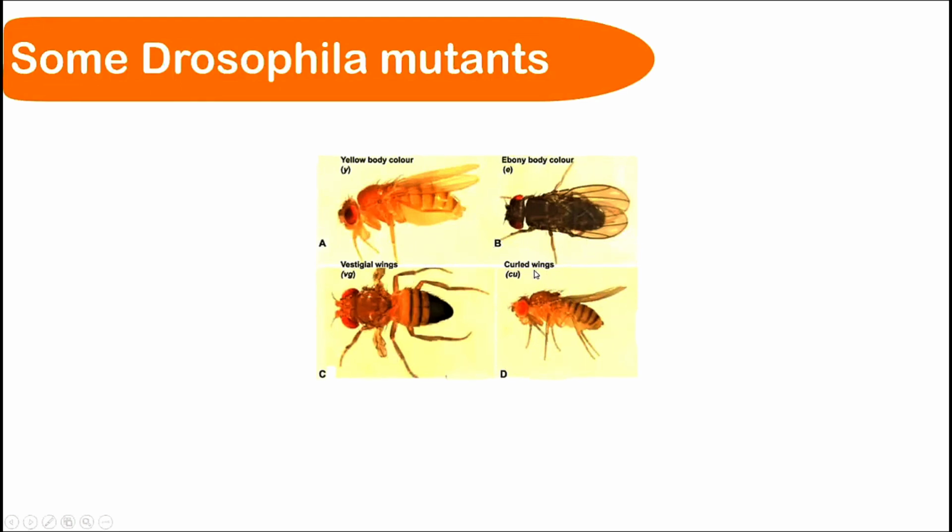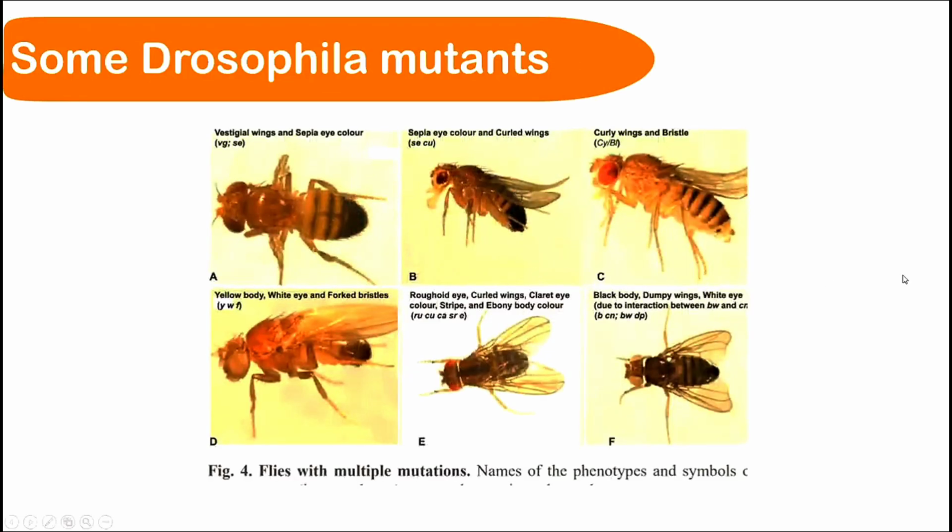Now, here also there is slight variation. One more mutation that we'll see is called curly. So both look almost similar to a certain extent, but there is a small variation that you will see in future. You see this curly wing with bristles. So this and this is sepia eye color with curled wing. So curly wing and curled wing are two different varieties of mutations.